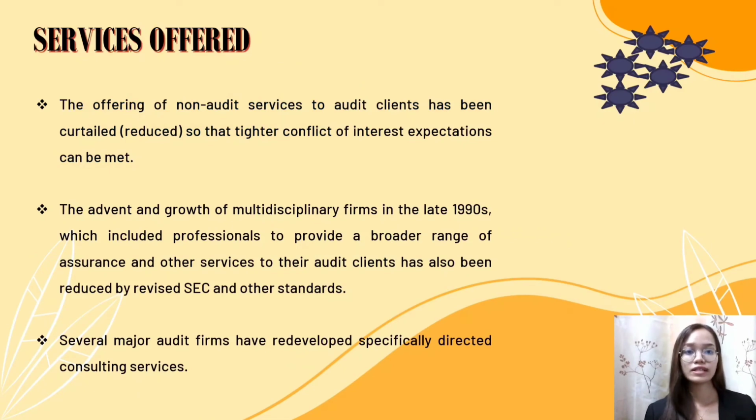Services offered: the offering of non-audit services to audit clients has been curtailed or reduced so that tighter conflict of interest expectations can be met. The advent and growth of multidisciplinary firms in the late 1990s, which included professionals to provide a broader range of assurance and other services to their audit clients, has also been reduced by revised SEC and other standards. So several major audit firms have redeveloped specifically directed consulting services.